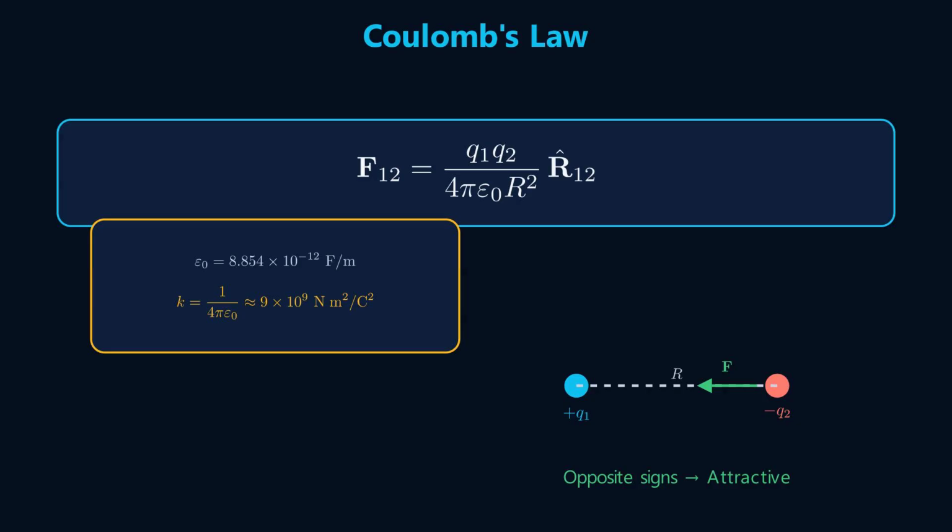The constant k equals 1 over 4 pi epsilon 0, approximately 9 times 10 to the 9 newton meters squared per coulomb squared. If both charges have the same sign, the force is repulsive. If they have opposite signs, it is attractive.